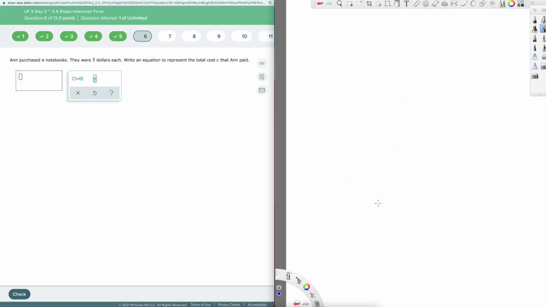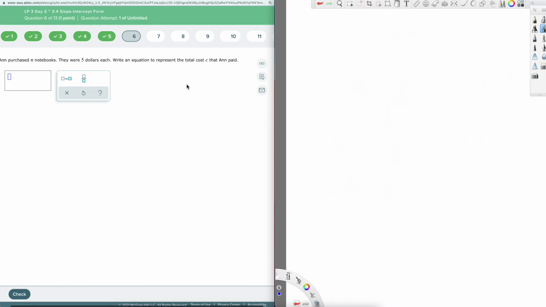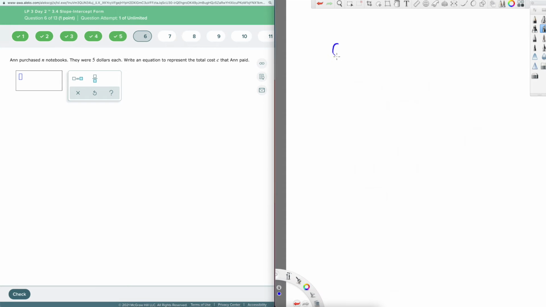All right, Anne purchased N notebooks. They were $5 each. Write an equation to represent the total cost C that Anne paid. All right, well, the total cost is going to equal the amount she spent on books, right? Notebooks. I'm just going to call them books for now, okay? So total cost is the number of books she bought times the dollar amount that they cost. Does that make sense? Hopefully that makes sense. The amount of money that it costs per book, we would multiply those together.